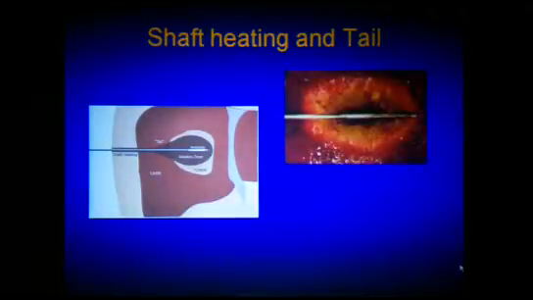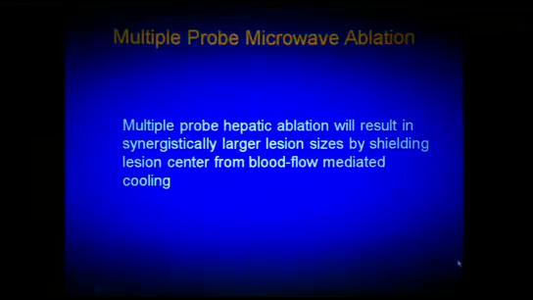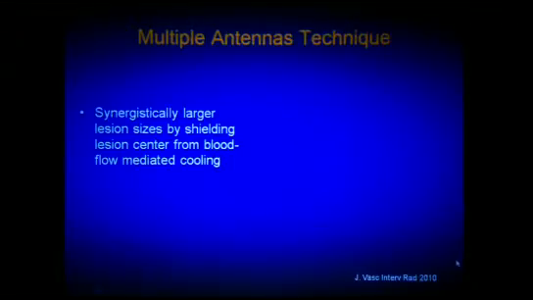Here's the ex vivo specimen of the liver, creating a focal area of ablation. And here's the tail that can be created if the lesion is superficial and you don't use the correct technique. Multiple probes can be used, causing a synergistic effect.